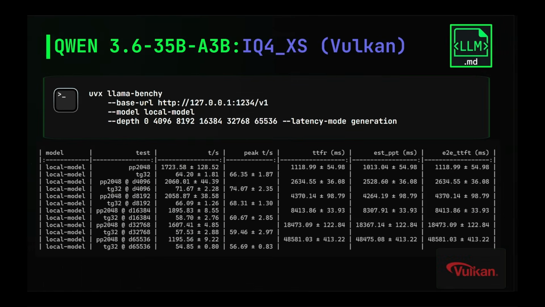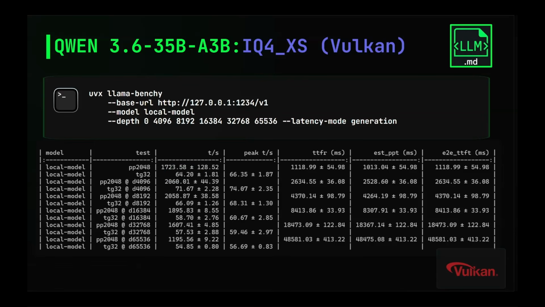Now let's look at the same model using the universal Vulkan backend. You might expect a performance drop without the native ROCm, but Vulkan holds its own surprisingly well. Base generation speed starts slightly lower at 64 tokens per second, but stays incredibly stable as we increase the context.